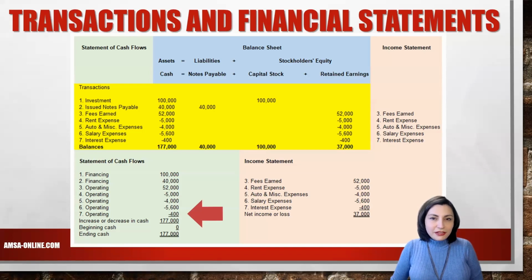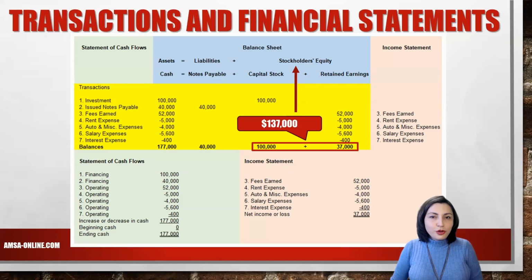Since this is an operating activity, cash flows from operating activities will decrease by $400 under the statement of cash flows column. Under the balance sheet column, cash and retained earnings are decreased by $400. This reduces the balance in cash to $177,000 and in retained earnings to $37,000. The balances of notes payable and capital stock remain the same. Under the income statement column, interest expense transaction is reported as a decrease of $400.